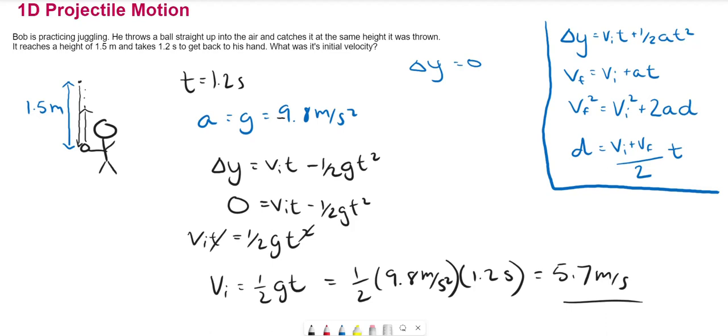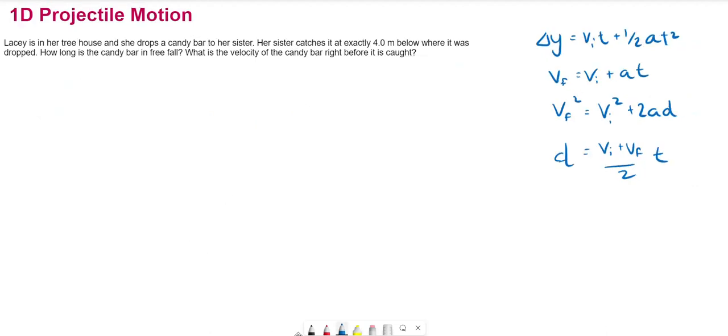Okay, so that's just this first type of projectile motion problem where something is thrown up and then it falls back down. So let's look at the other commonly used type of 1D projectile motion problem. All right, so our other type of problem is where something is dropped from some higher point and then falls to a lower point, and there's no throwing it up.